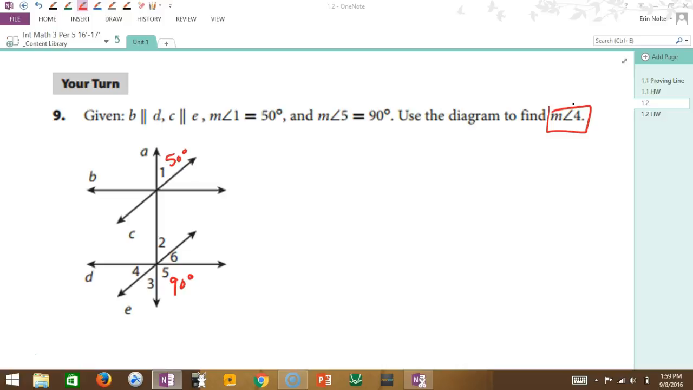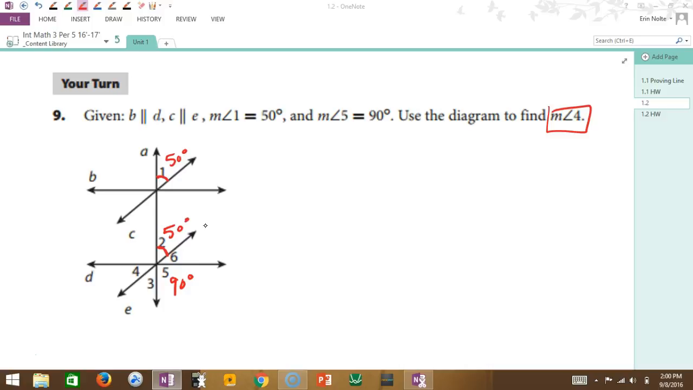Okay, can we agree that angle 1 is the same as angle 2? Okay, so do you see how angle 1 is the same as angle 2? Those two are equal or congruent, okay? So if this is 50, can we figure out what angle 6 is? How would we figure that out?